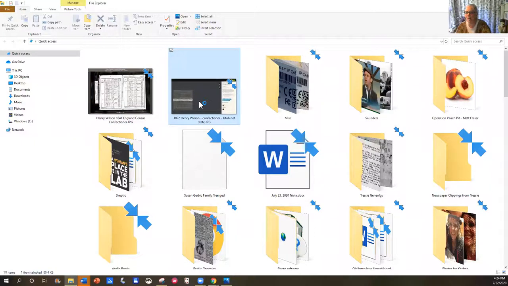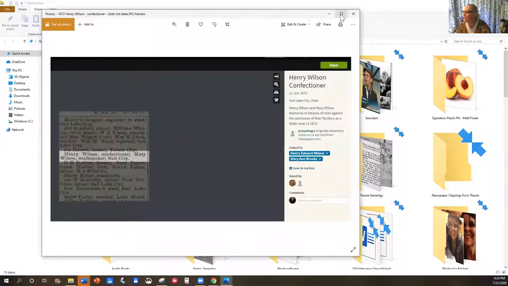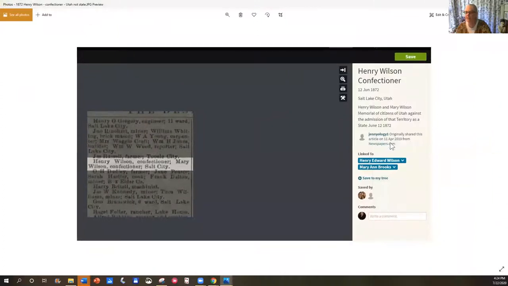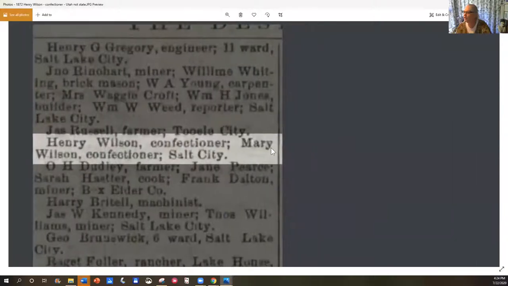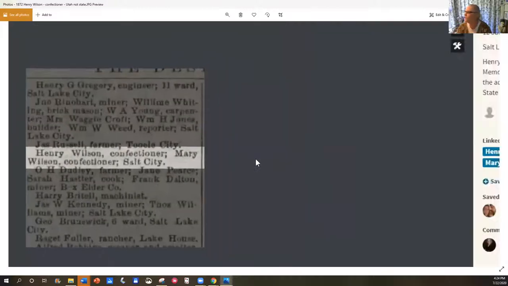I made a screen capture of it, and I made a screen capture of even the writing they had put on the side, this part over here, so that I could see what they'd written. And all it says on here is Henry Wilson, confectioner, Mary Wilson, confectioner, Salt City. Now, I don't know if that's the Henry Wilson I'm trying to go to. I don't know anything about him. I don't know him being a confectioner. That's the first I've heard of it.